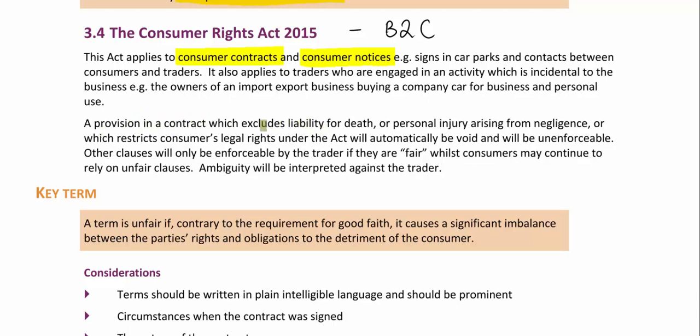Look, any provision in a contract which excludes liability for death, personal injury arising from negligence, or which restricts a consumer's legal rights under the Act will be void and therefore unenforceable. Any other clause could be enforced, but the trader will have to show that that clause was fair. Now, it's slightly one-sided because whilst the consumer can argue that a clause is unfair and should be struck out, the trader can't. And again, if there's any ambiguity in the terms of that exclusion clause, it's always going to be interpreted against the trader.